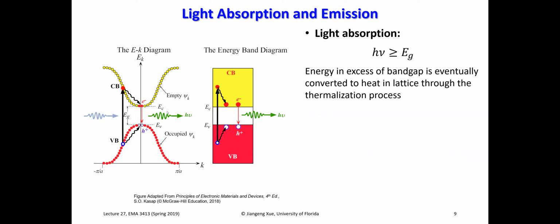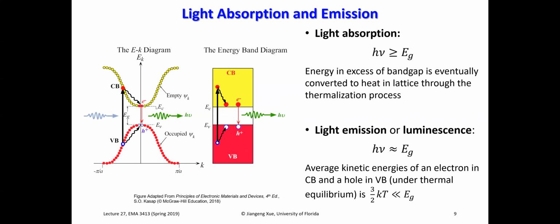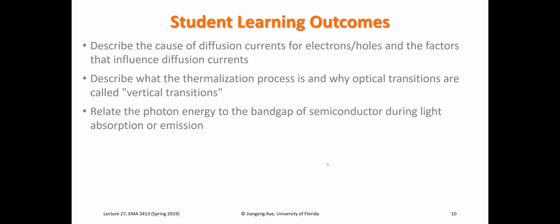On the other hand, once the electron sits at the bottom of the conduction band and the hole at the top of the valence band, they may recombine. And this recombination, if it is a radiative process, will generate a photon. So this is also called the luminescence process. And because the average kinetic energy of the electron and hole is very small, 3½ kT, the energy that will be released through this recombination is basically the band gap. So for light emission, the band gap basically determines the energy of the photon emitted, and so that's why you can determine the wavelength of the light emission from the semiconductor.